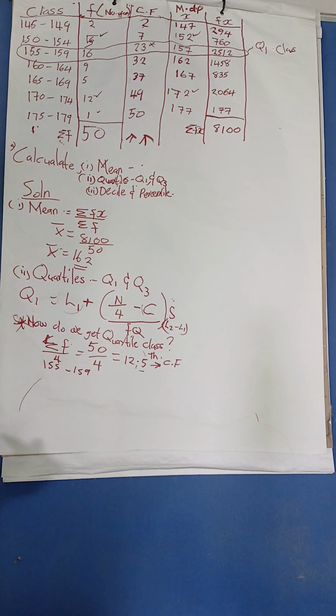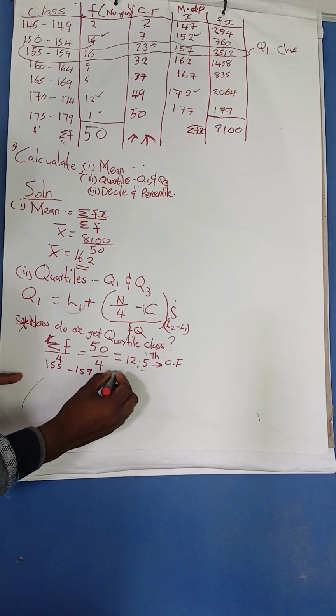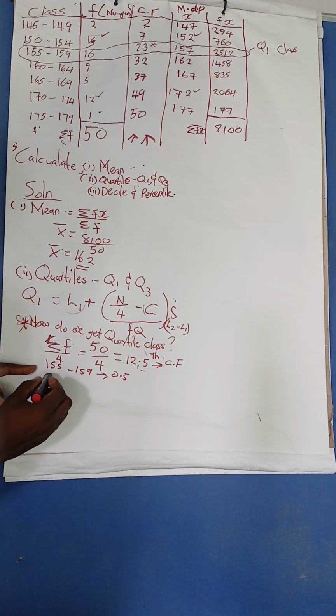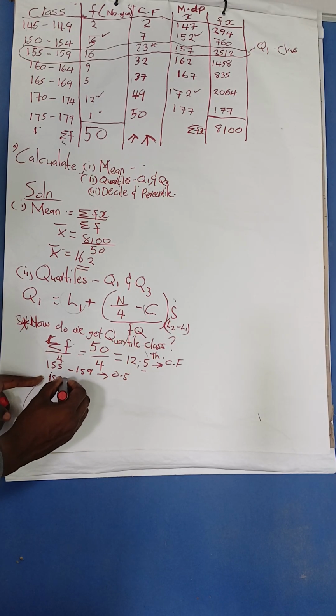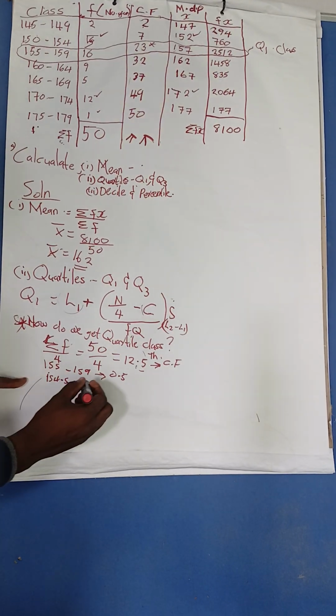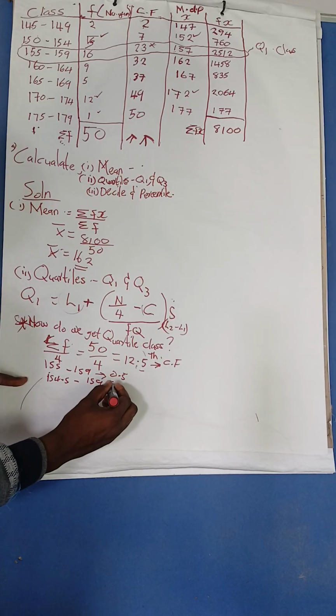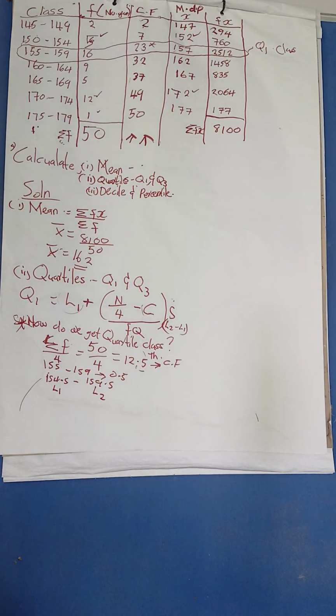L1, how do you get L1? I always say you subtract 0.5 from the smallest value. You subtract 0.5 from 155 and you get 154.5. Then for 159, you add 0.5 and you get 159.5. So this will become our L1 and this will become our L2.